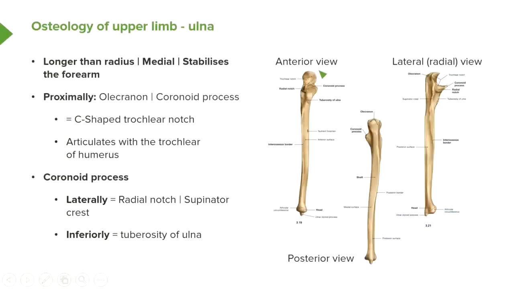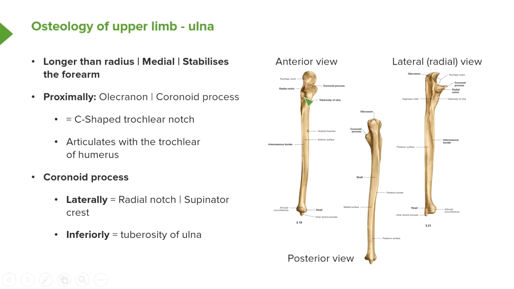Here we can see the anterior view. Here we can see a posterior view. And this view is if we're looking at it from the radius, as if we're looking at it from the radius's position. We can see it's really a lateral view as if we were the radius. And we've got some features which I'd like to detail.